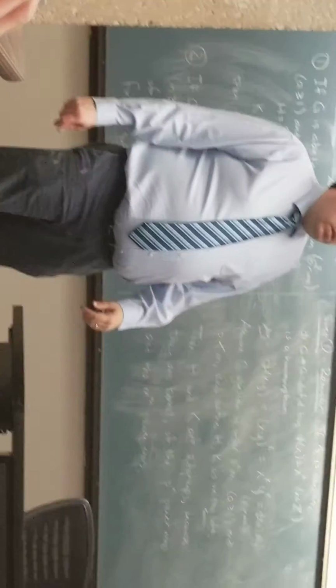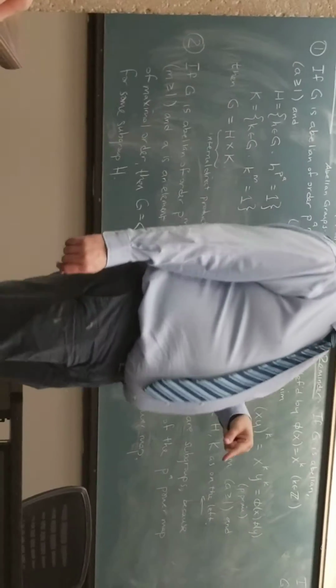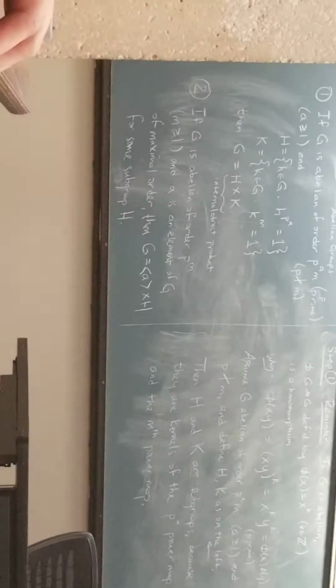They intersect at the identity. They intersect trivially, right? And what's the other one? It's the whole group. Yeah, joining H and K gives you the whole group. In other words, H times K is the entire group. I think I'm going to show the trivial intersection one first.